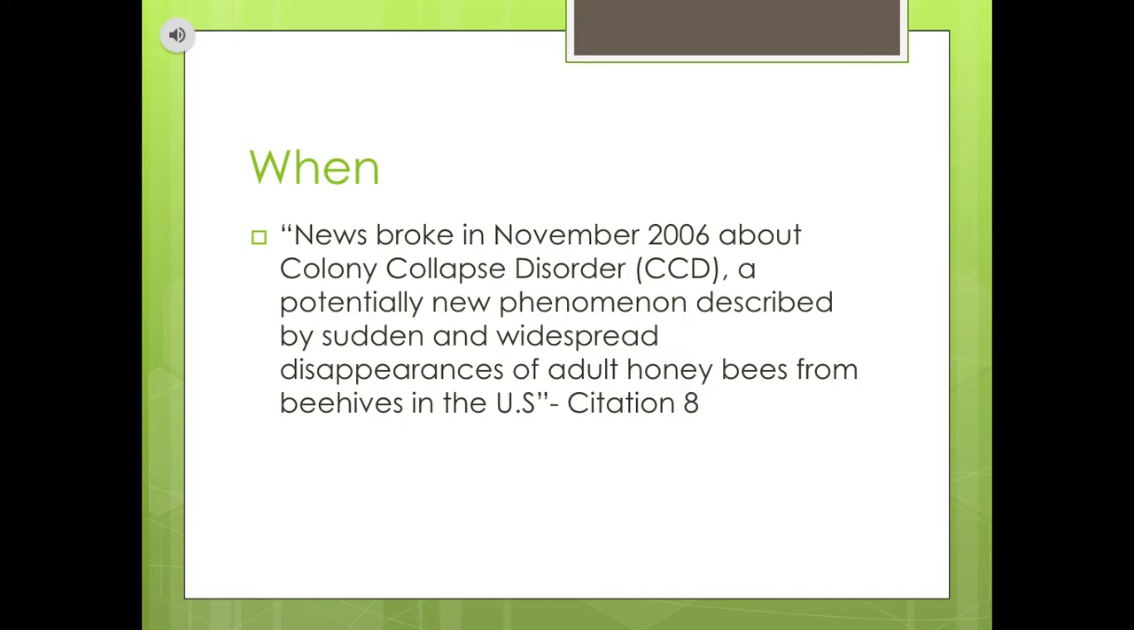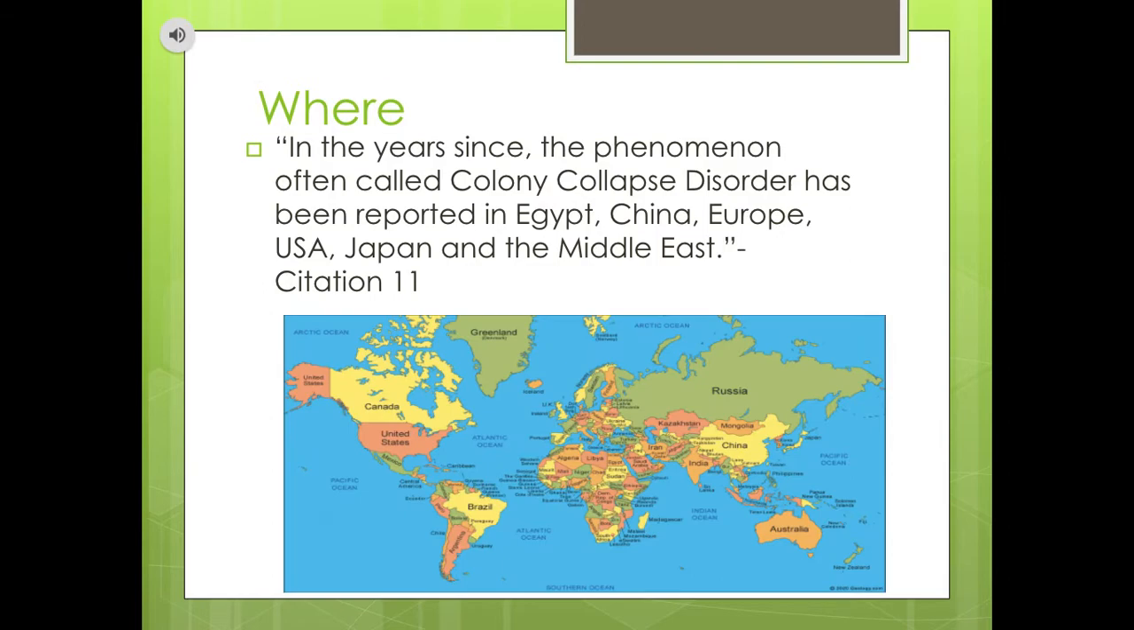The when. The news broke in November 2006, where CCD, also known as colony collapse disorder, a potentially new phenomenon described by sudden and widespread disappearances of adult honeybees. The where. This is a worldwide phenomenon, given the fact that it's been reported in Egypt, China, Europe, USA, Japan, and the Middle East.